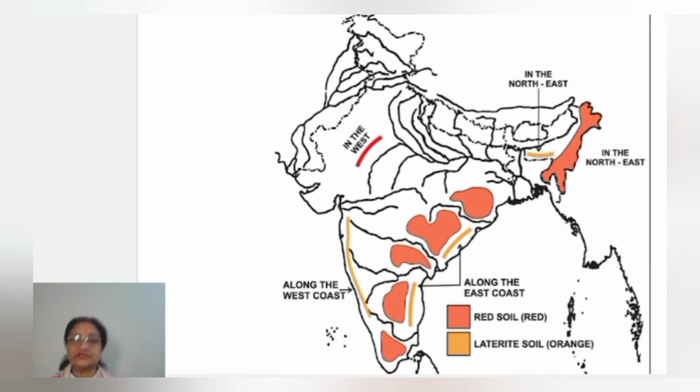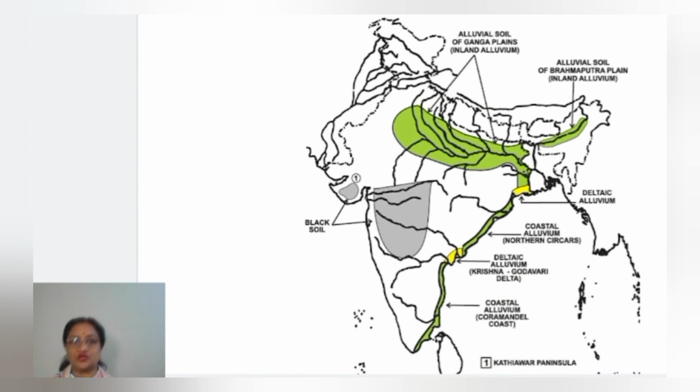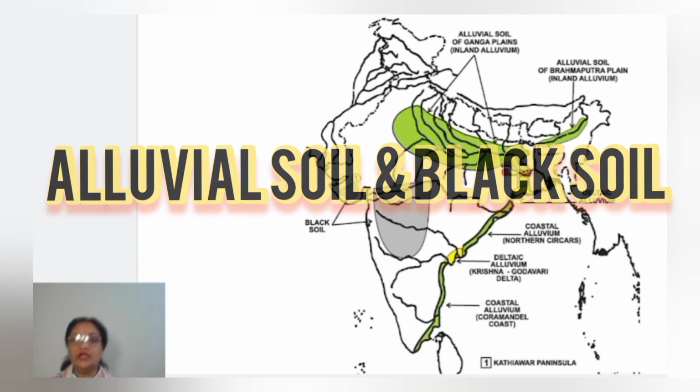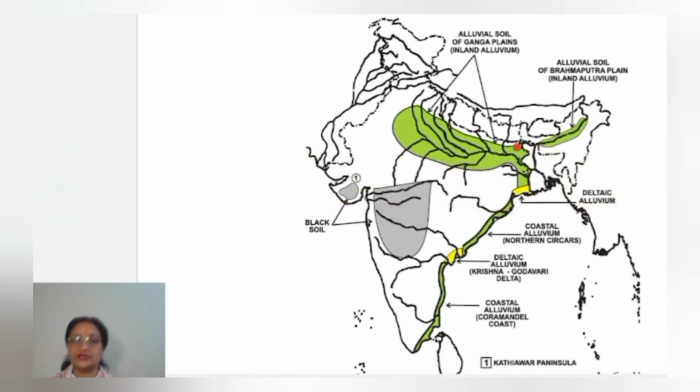Now this is all with this map, and let's move to the other map. The two other types of soils which actually cover a major part of India are alluvial soil and black soil. Now, alluvial soil, according to its origin, you all must know, is formed by the deposition of sediments done by the work of rivers especially.